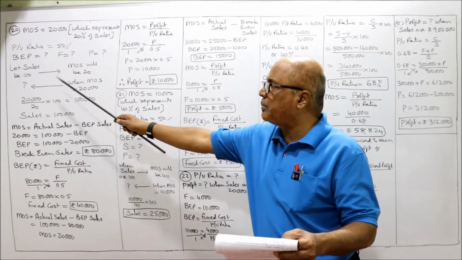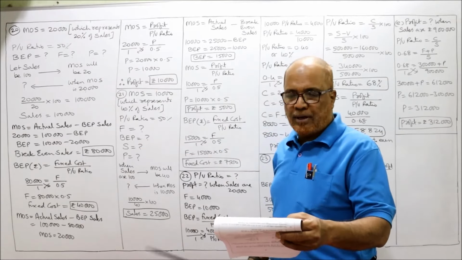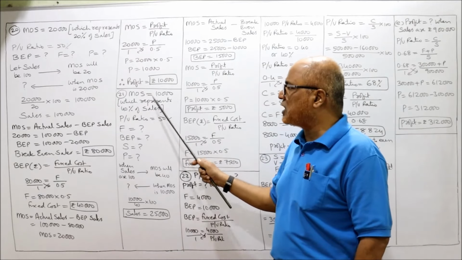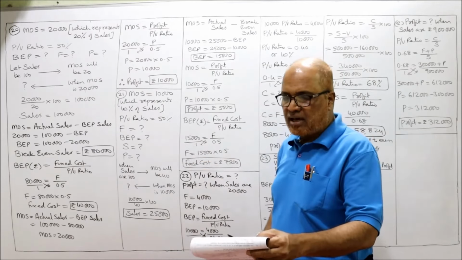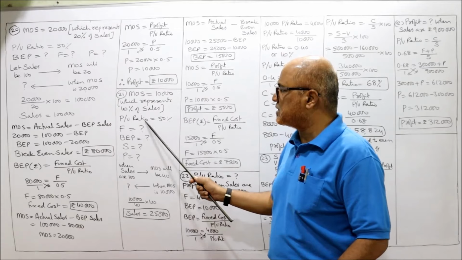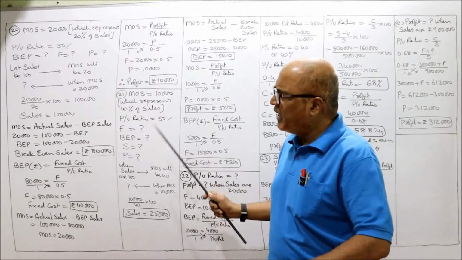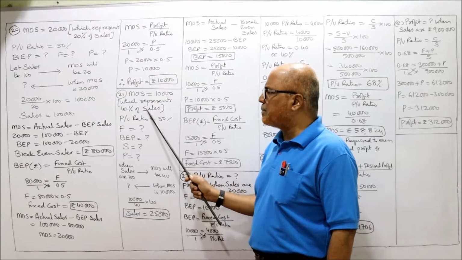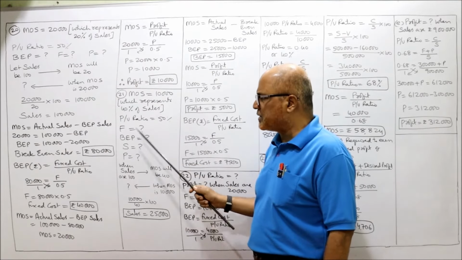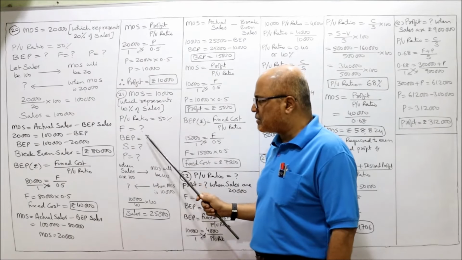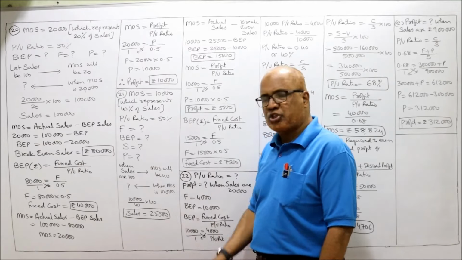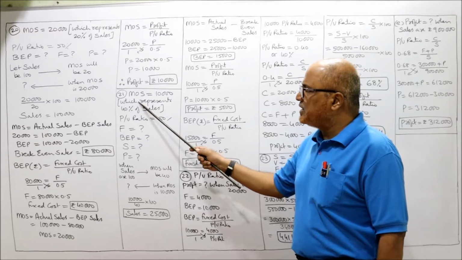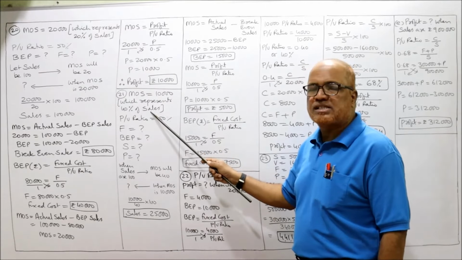Margin of safety is 10,000, which represents 40% of sales. Exactly similar to the previous problem. Margin of safety is given as 10,000, which represents 40% of sales. And PV ratio 50%, given in the problem. We have to calculate fixed cost, BEP, sales and profit. This is the requirement.